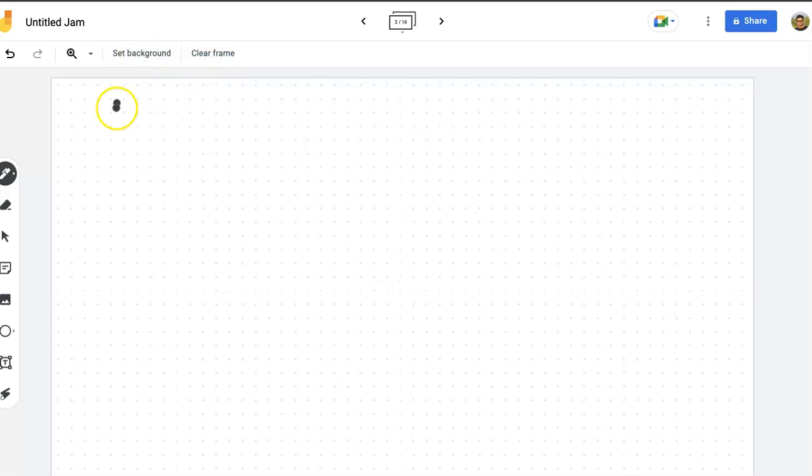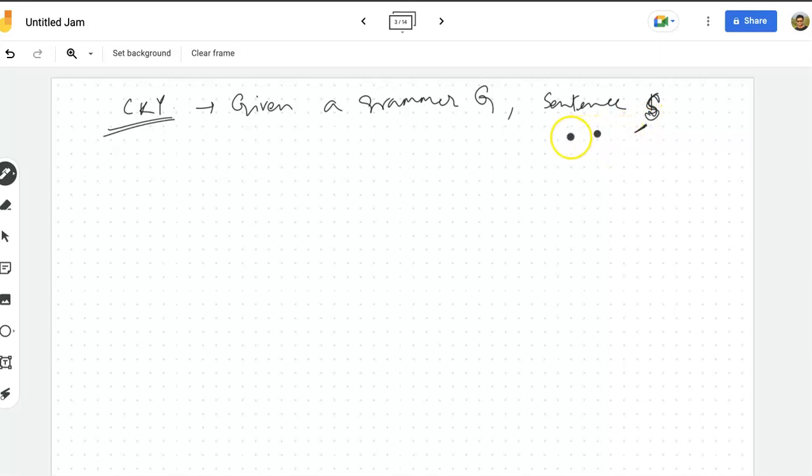So in the CKY algorithm, given a grammar G and maybe a sentence S, you can check whether this sentence S can be parsed by this grammar G. Okay. So this is the thing.